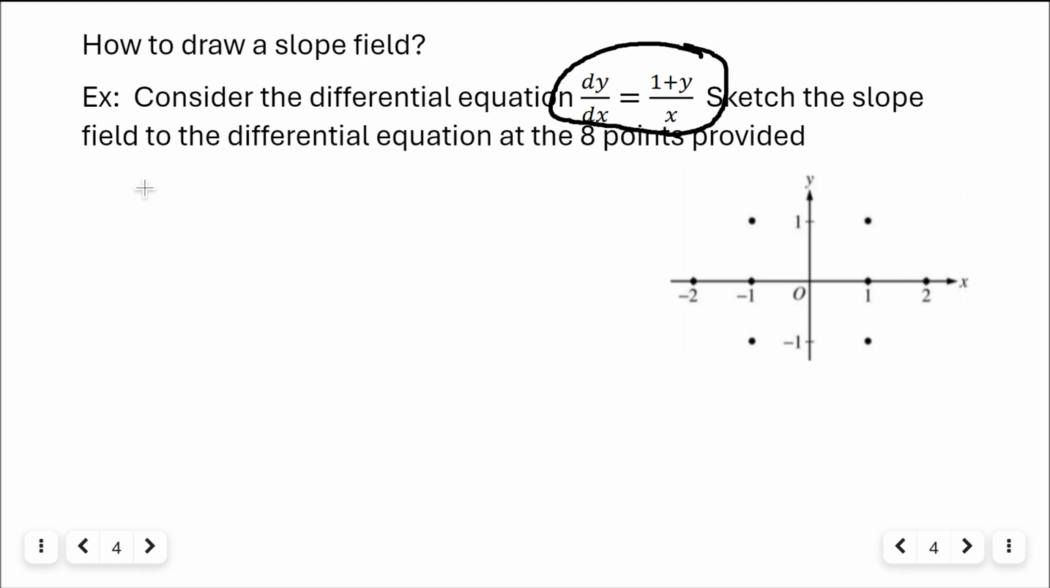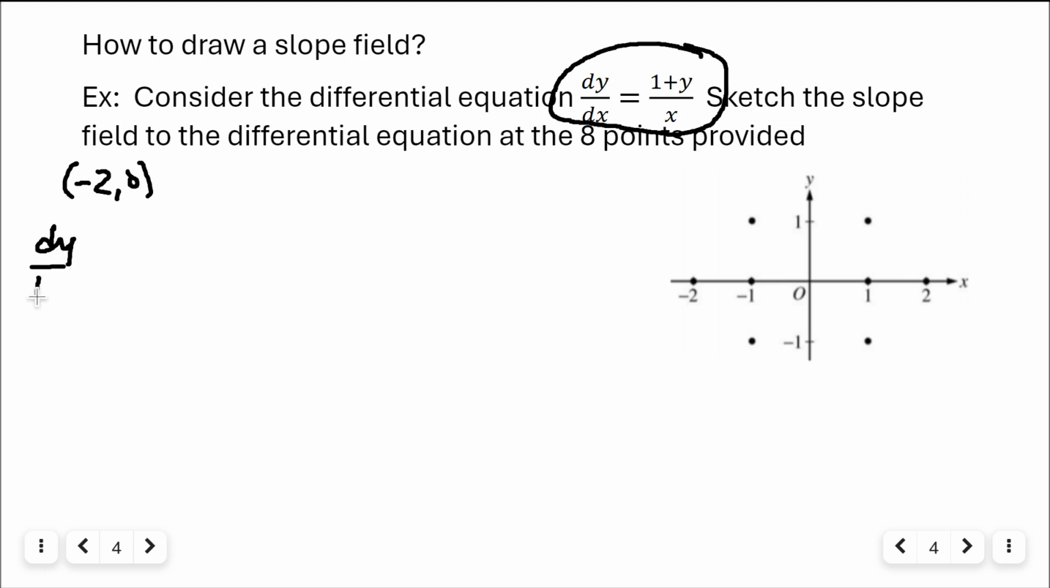All right, dy/dx equals 1 plus y over x. I want to sketch the slope field for the differential equation at these 8 points. So I'm giving you 8 points and saying, here, go make the field. Okay, so we have to plug in all 8 points and see what we get. Let's start with (-2, 0). That's this point over here.